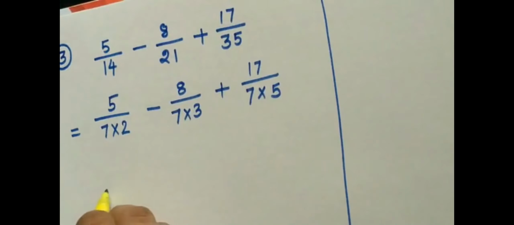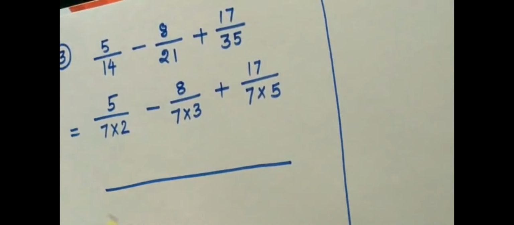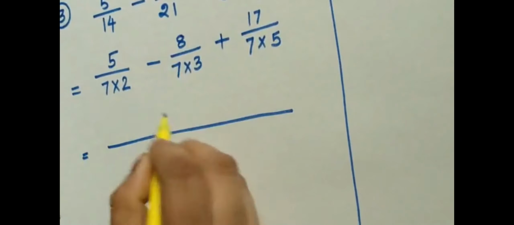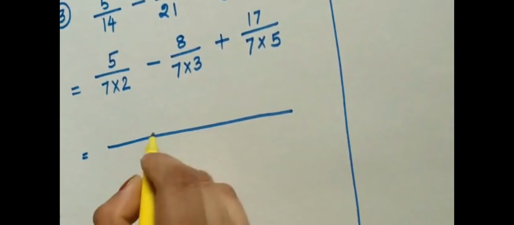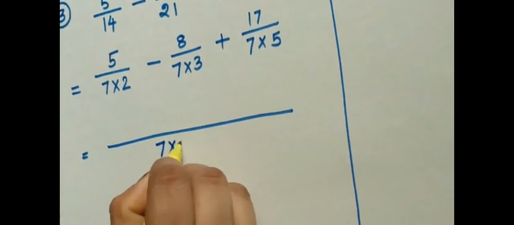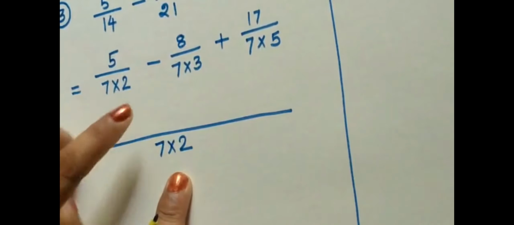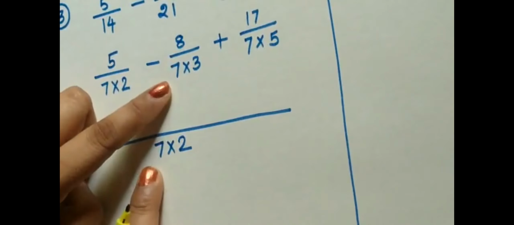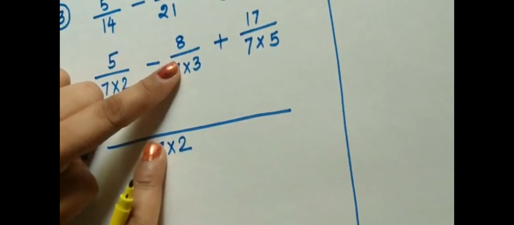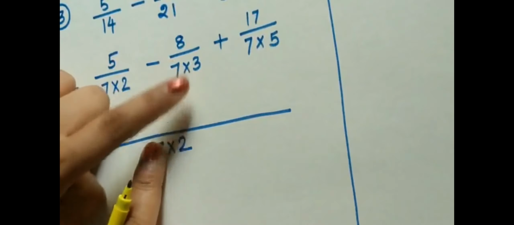Now we need to take the LCM of the denominators. So how will we take the LCM here? First of all we need to copy this denominator 7 cross 2 as it is. Now 7 cross 2 is copied here. Now when we check the second denominator, that is 7 cross 3, 7 is already here in the denominator.